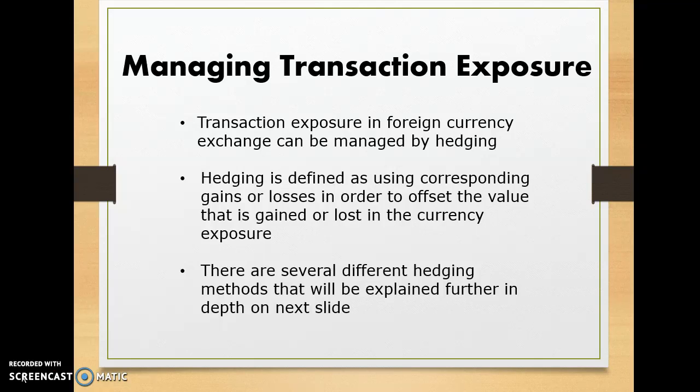Transaction exposure in foreign currency exchange can be managed by hedging. Hedging is defined as using corresponding gains or losses in order to offset the value that is gained or lost in the currency exposure. There are several different hedging methods that will be explained in depth on the next slide, but they all have the same objective, which is to protect against transaction risk by purchasing foreign currency through many different ways. Each of these ways is a way to fix the value of the currency contract in advance of its settlement.